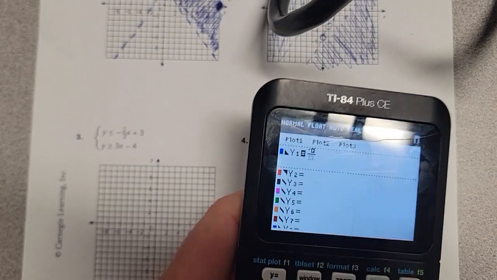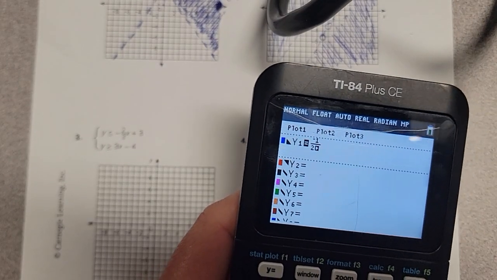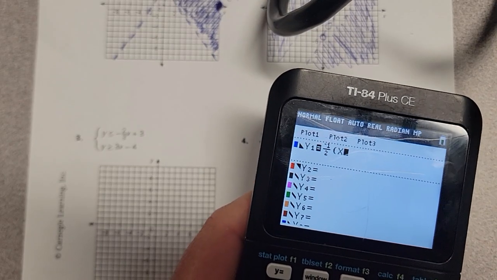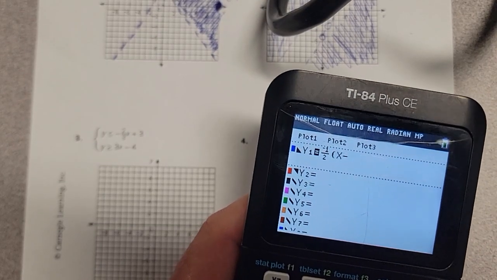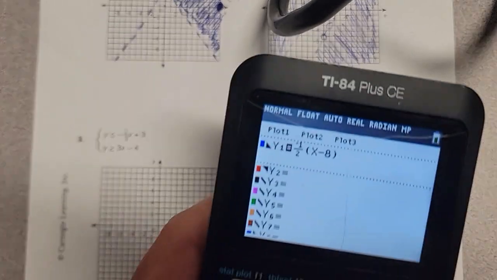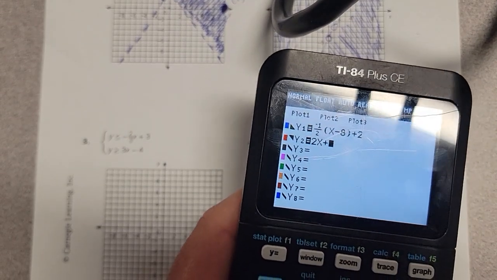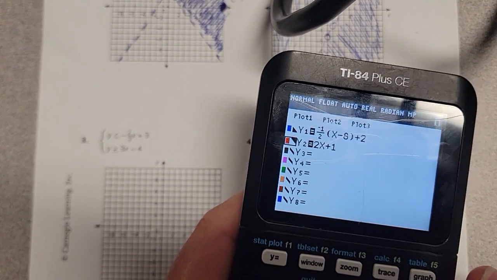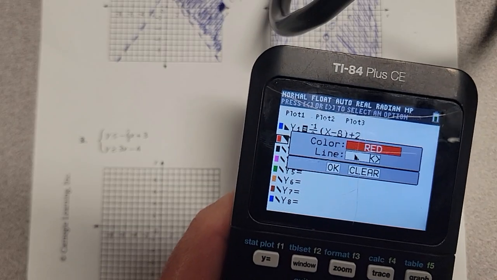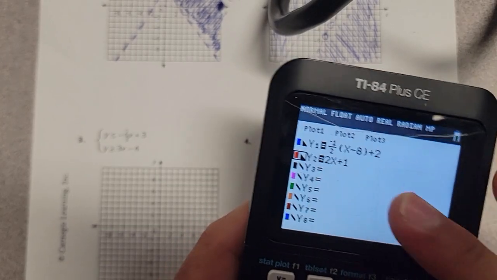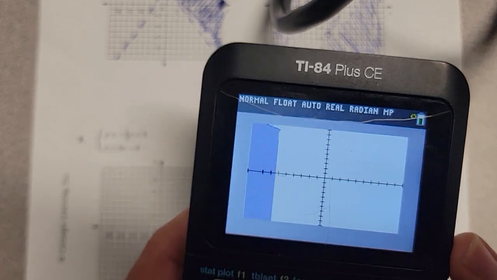Alpha x, negative 1 divided by 2, parentheses, x minus 8 parentheses, plus 2. And then right here, 2x plus 1. I gotta change the shading though. Shade below, okay. Should look like that. Let's push trace.